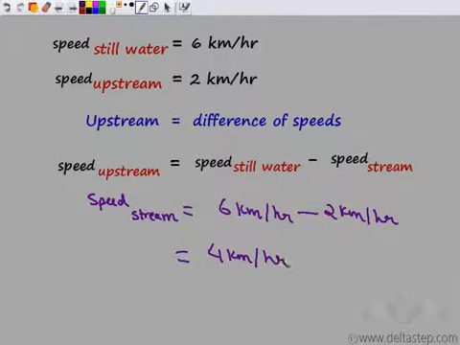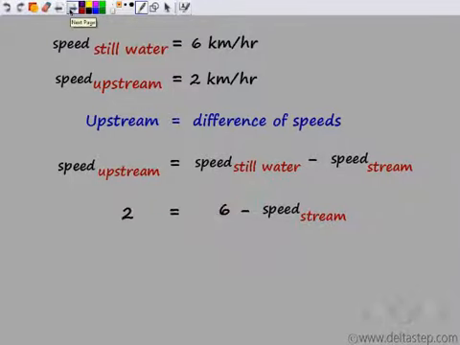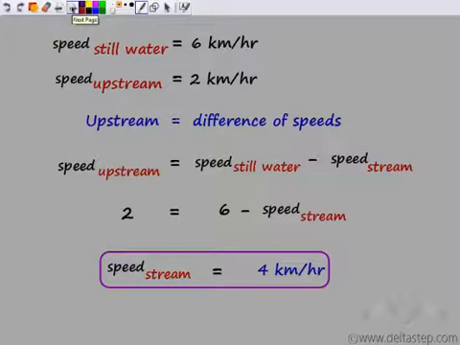So the person swims in still water at the speed of 6 kilometers per hour. The speed at which he is moving upstream is 2 kilometers per hour, and the speed of the stream is 4 kilometers per hour. Which we've just calculated. So remember this special case. When objects are moving in the opposite direction, that is when the man is moving against the stream or the boat is moving against the stream, the relative speed is the difference of speeds. The speed decreases.